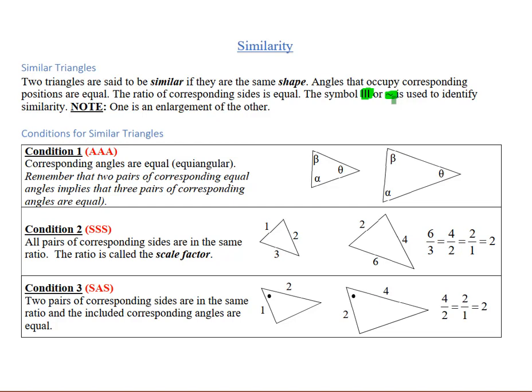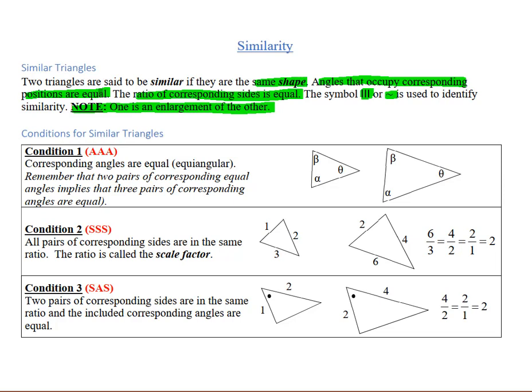Now, note when we're looking at similarity, the way to think about it is that one is the enlargement of the other. So we're looking at the same shape, but not the same size, and the ratio of corresponding sides is equal, and the angles that occupy corresponding positions are equal. So let's look at three conditions for similar triangles.